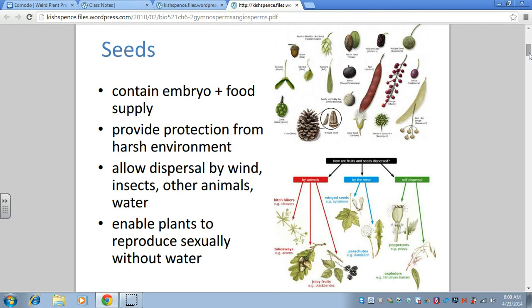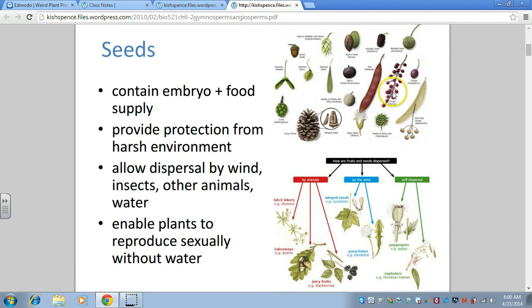We mentioned seeds briefly in the first video. We said how seeds contain the embryo and food supply, and they have a protective coating that will help provide protection from the harsh environment. So it keeps them from drying out, and it allows them to be dispersed in special ways.